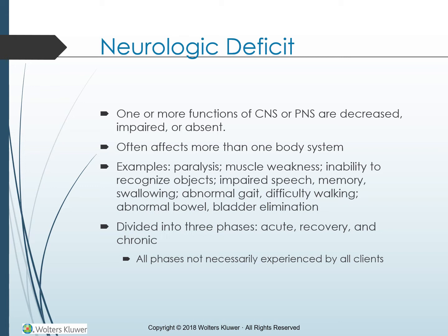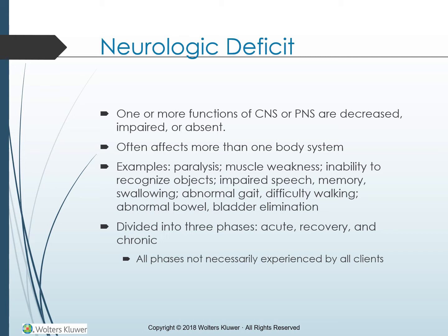This chapter discusses the management of a client with a neurological deficit, a condition in which one or more functions of the central and peripheral nervous systems are decreased, impaired, or absent. Examples include paralysis, muscle weakness, impaired speech, inability to recognize objects, abnormal gait or difficulty walking, impaired memory, impaired swallowing, or abnormal bowel and bladder elimination.